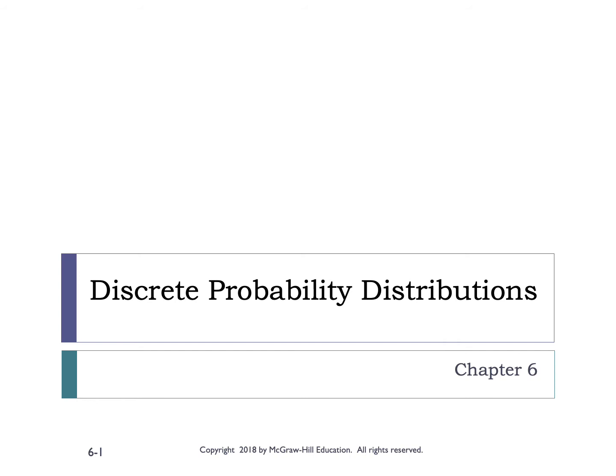So in this chapter we will be focusing on probability distribution. For your information, probability can be divided into two. The first one is discrete probability while the second one is continuous probability. And continuous probability will be covered in the next chapter.